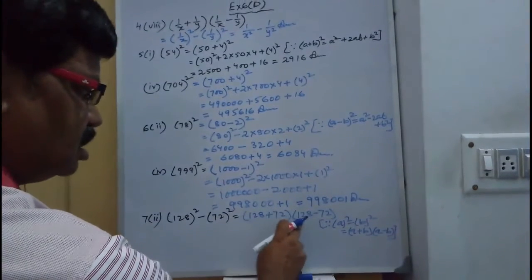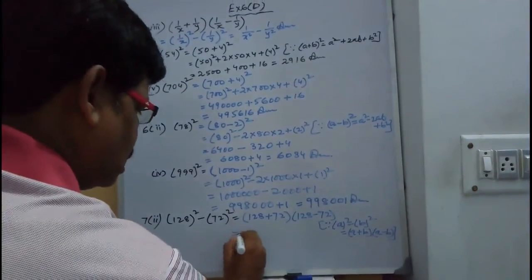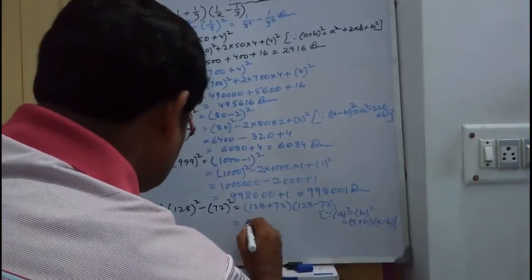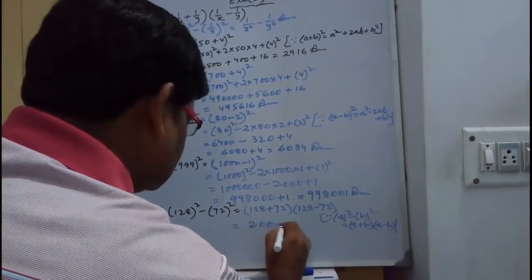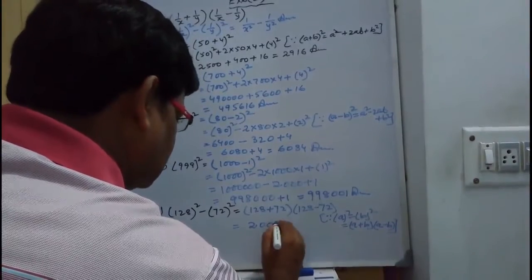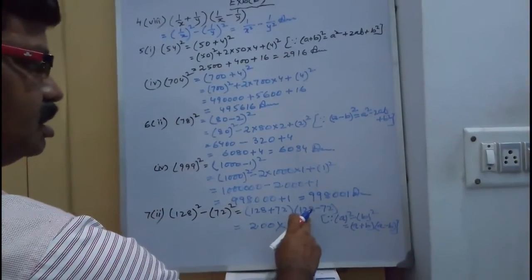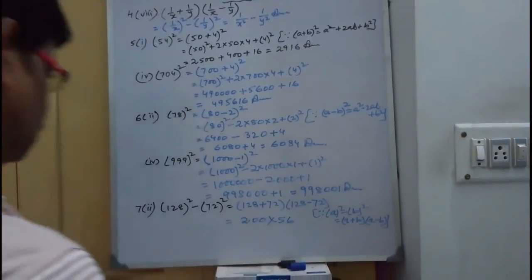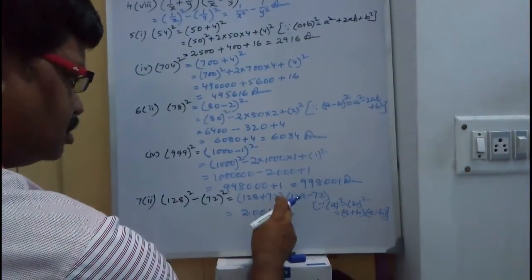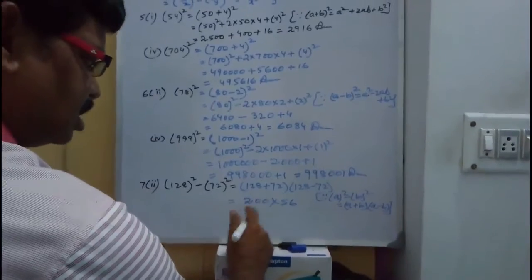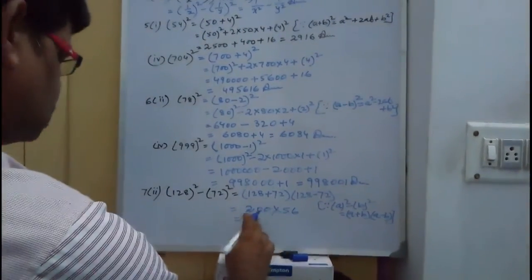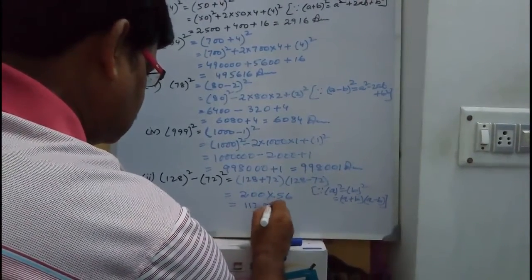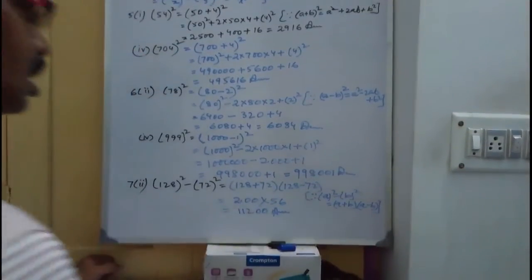So (A plus B) into (A minus B). Now add 128 with 72, which is equal to 200, into 128 minus 72, subtract these two numbers, which is equal to 56. Between them that is multiplied, that's why symbol of multiplication is written. Now multiply these two numbers. 11200. So this one is the answer.